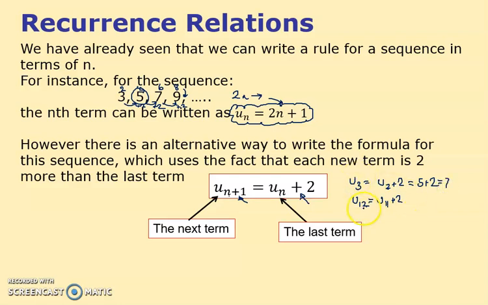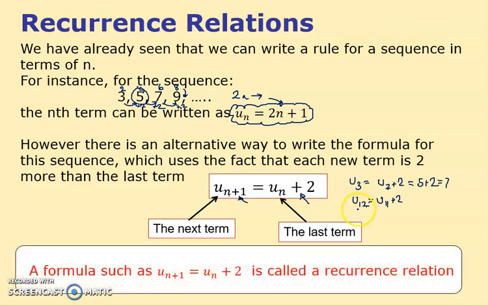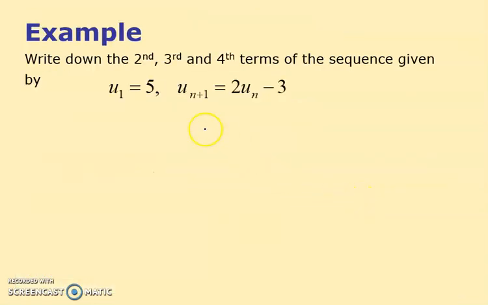Now the drawback of this method is, unless you know what the 11th term is, you can't work out the 12th term. So that's why it's not as useful, I would say. And these are called recurrence relations. Let's do a recurrence relation.